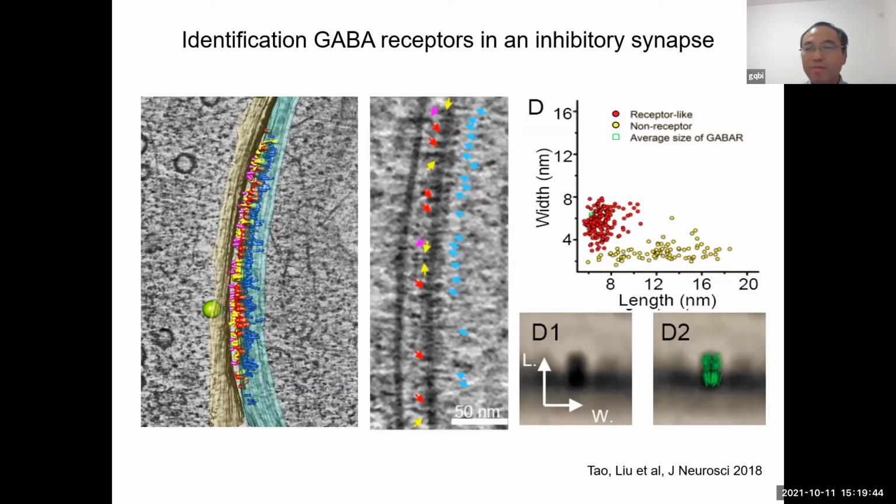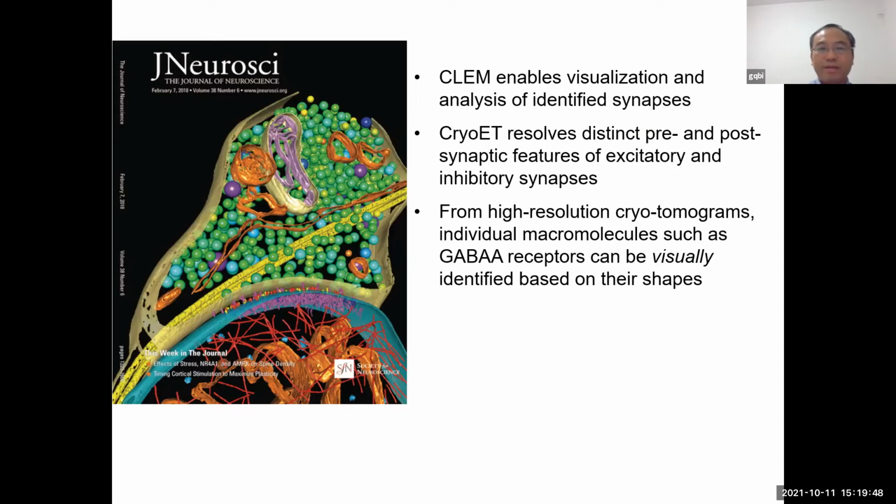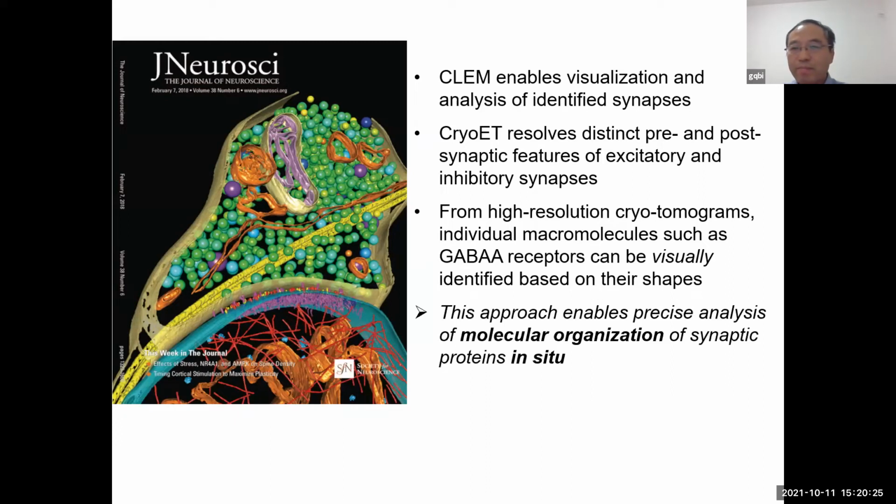So this way, with cryo correlative light electron microscopy, we can identify and visualize the fine structure of excitatory and inhibitory synapses. And at higher resolution, we can even see individual molecules in those structures, for example GABA-A receptors. So the exciting perspective of this approach is that we can now see individual molecules. We can further study how they behave in the synapse, and how they organize themselves into certain patterns in the synapse.